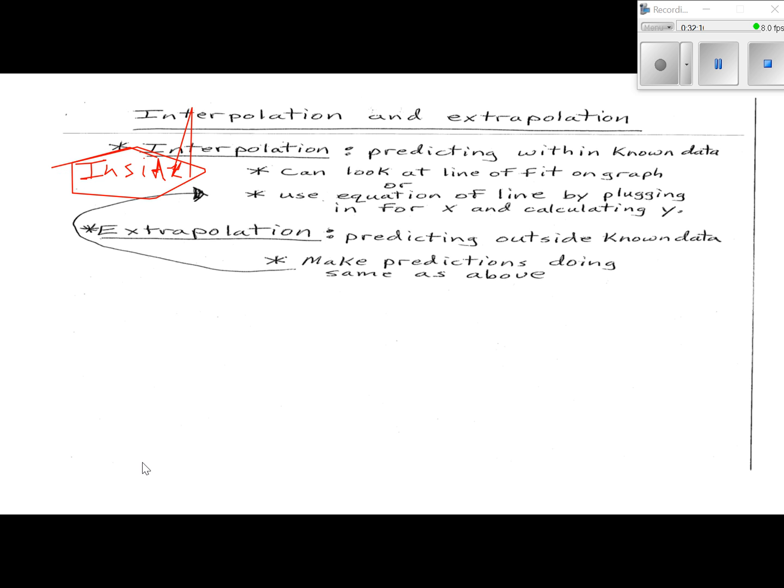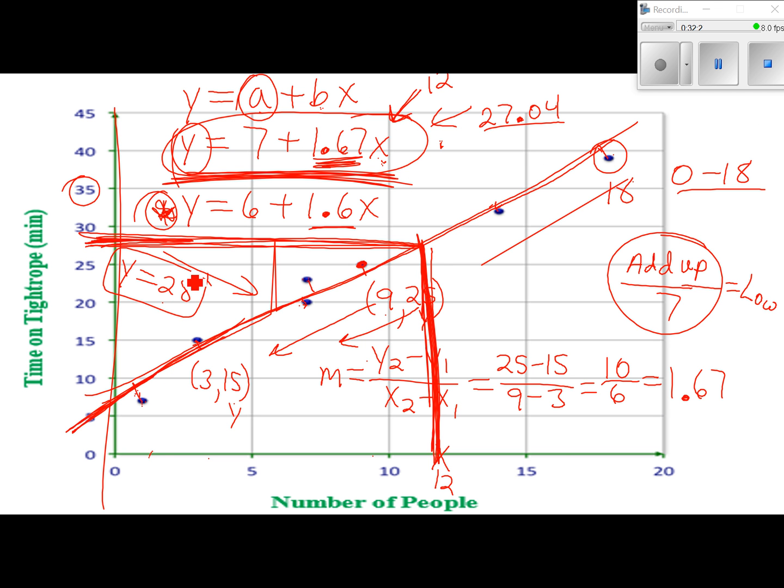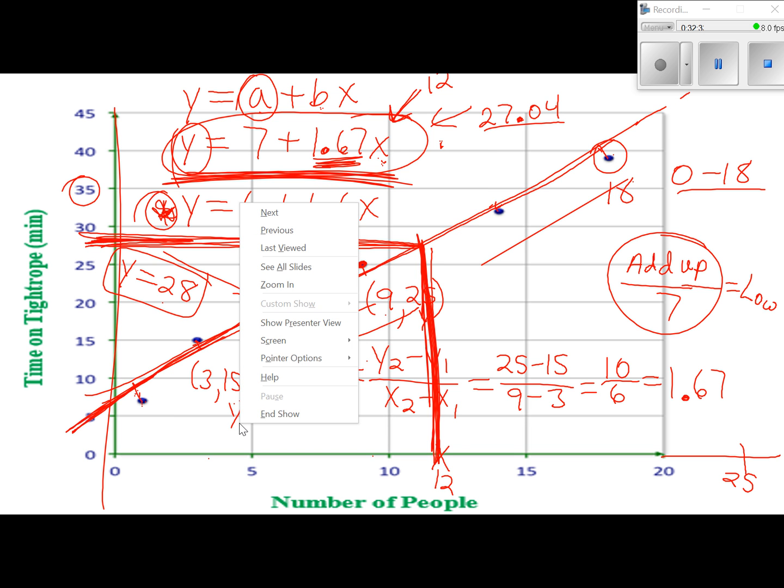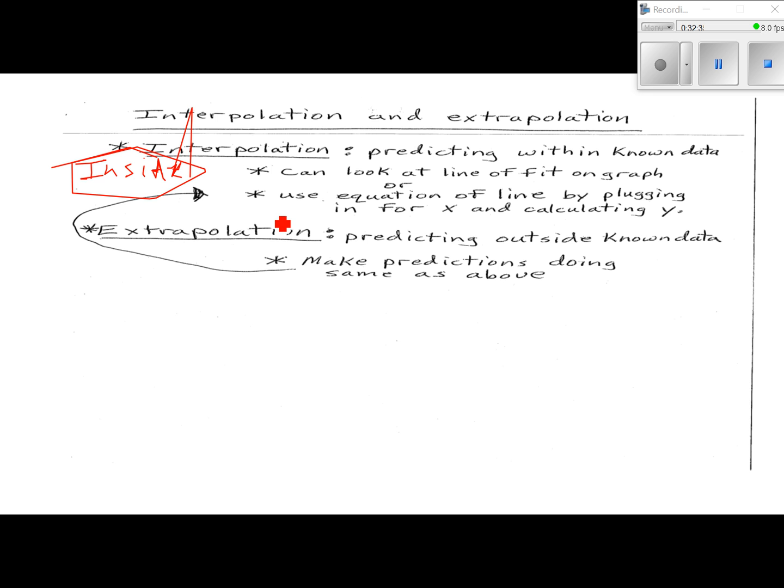If you're outside the data, so if I wanted this to go on out and I wanted to predict out at 25, that would be outside there, and that's called extrapolation. So interpolation, you're predicting inside the data that you know or the data that you were given. Extrapolation, you're predicting outside the data.